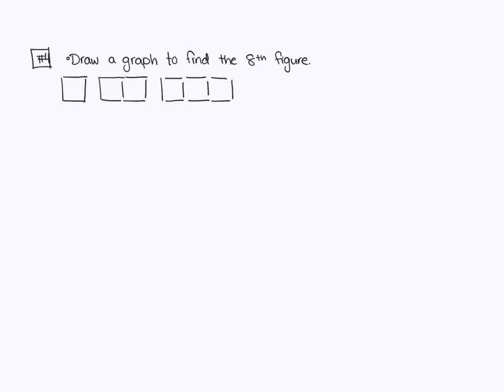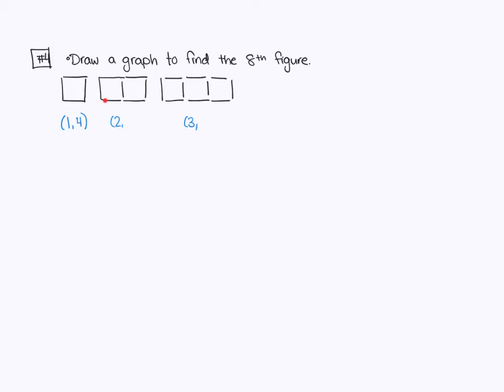So the first number in our ordered pair is going to be, which figure is this? So this is the first figure, this is the second figure, and this is the third figure. The second number in your ordered pair is going to be how many toothpicks there are. So there's 1, 2, 3, 4 toothpicks. So it would be 1, 4. That'd be my first ordered pair.